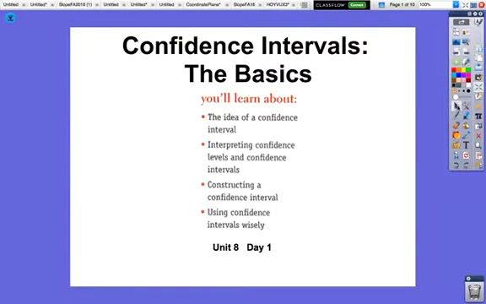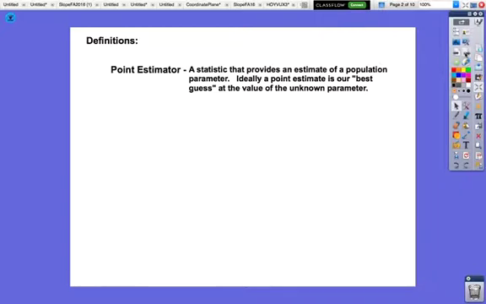This video begins Chapter 8, Estimating with Confidence, and Section 8.1, Confidence Intervals, the Basics. Before we begin, we have to talk about a point estimator. The definition for a point estimator is a statistic that provides an estimate of a population parameter. Ideally, a point estimate is our best guess at the value of the unknown parameter.